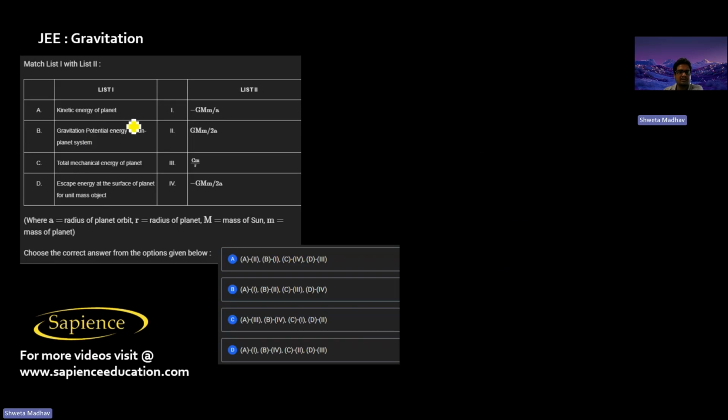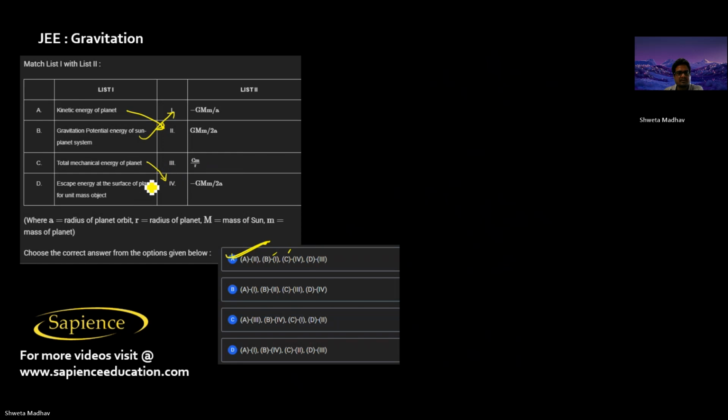Then it is told kinetic energy of a planet, that is equal to GMm by 2a, which is option 2. So A matches with 2, so obviously option A is the correct answer, but still we can check. Gravitational potential energy of the Sun planet system, that is equal to 1. So B will match with 1. And C, the total mechanical energy of the planet, that will be obviously 4, which is minus GMm by 2a.